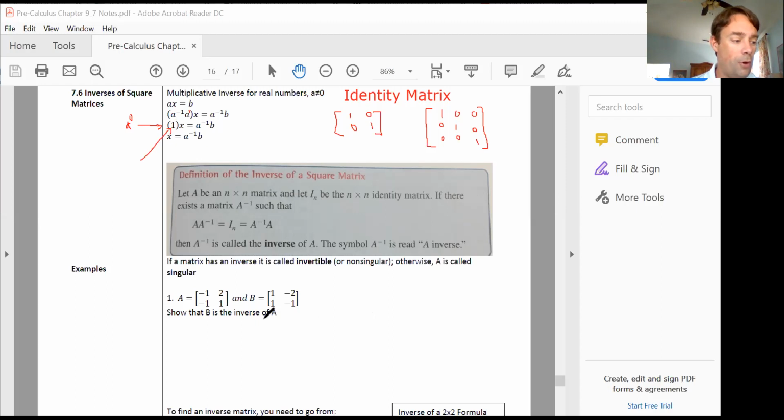So our first problem here: show that B is the inverse of A. To show that B is the inverse of A, we are going to multiply straight across. We're going to take the rows of our first one and multiply them by the columns of our second one. So B is the inverse of A. In other words, we're going to go B times A.